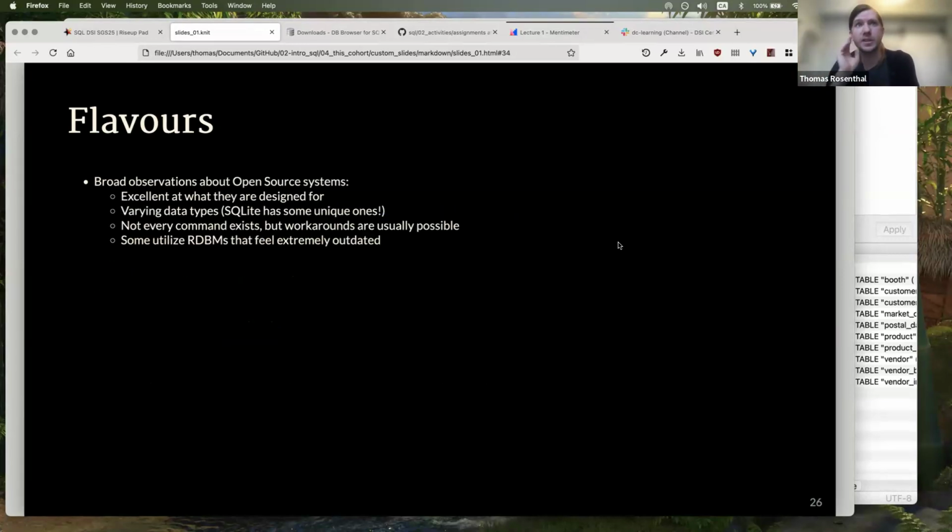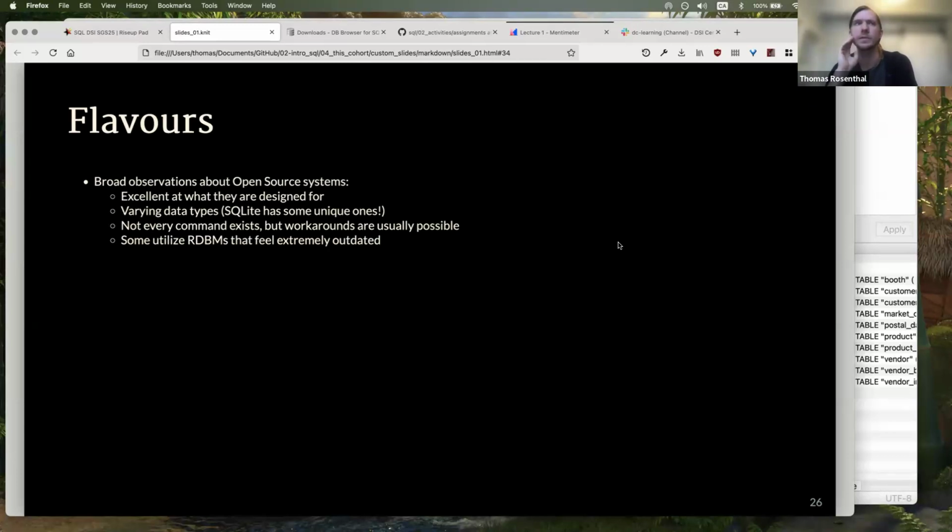Some broad observations of the open source systems, just generally here. They're excellent at what they're designed for. So SQLite being really small, that's what it's good at. Having low overhead, that's what it's good at. You have some variance in your data types. SQLite has some unique ones, but they do also tend to be other data types that exist in other programming languages. They're not just making things out of nothing.